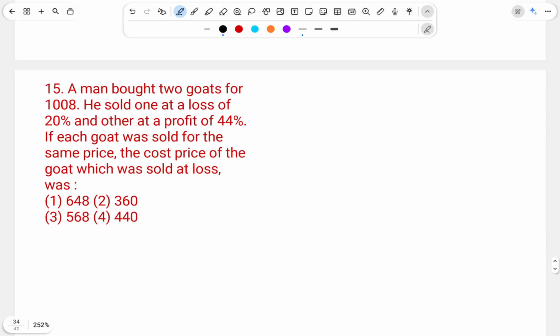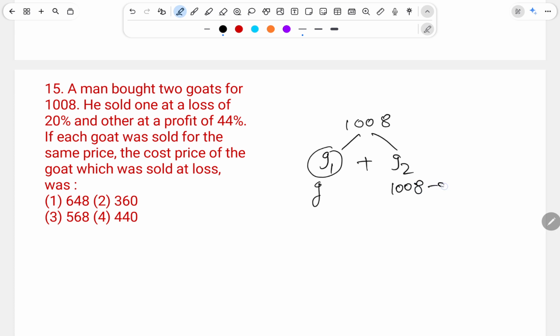Then a man bought 2 goats for 1,008. He sold one at a loss of 20% and the other at a profit of 44%. If each goat was sold for the same price. Okay, see the interesting question. 2 goats. Total amount is goat 1 plus goat 2. He bought for 1,008 and he sold one at 20% loss and the other at 44% profit. But both the SP are the same, it seems. Means one goat I am taking as G. The other one is 1,008 minus G.